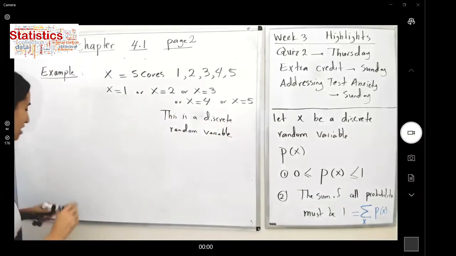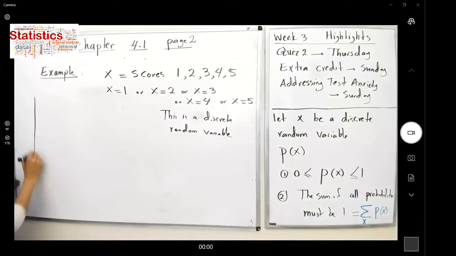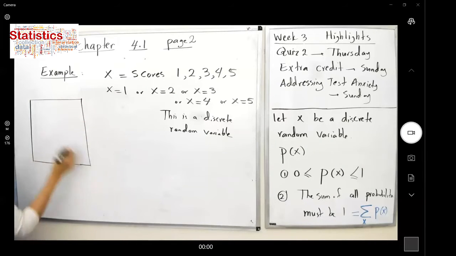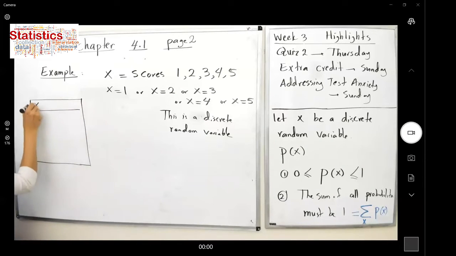Well, let us write down the information that we have. On the left-hand side of the table, we're going to have all the scores. And on the right-hand side, we're going to have the frequency. How many people got score 1? How many people got score 2? How many got score 3? How many got score 4? And how many got 5?